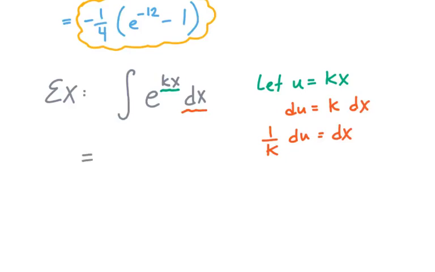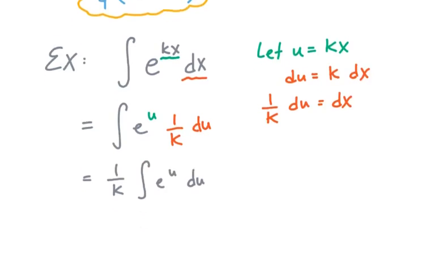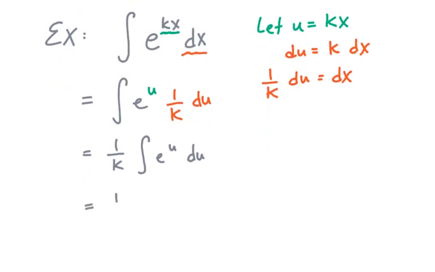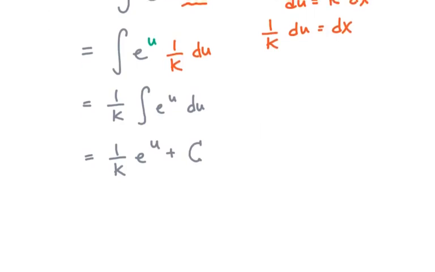When I then rewrite my integral, I'm going to have e to the u times 1 over k du. And if I'd like, I can pull out the 1 over k, because k is just a constant. And we know that the integral of e to the u is just e to the u. So we get back 1 over k e to the u plus the constant of integration. And then if I go ahead and just back substitute, we know that u is holding the place of kx.